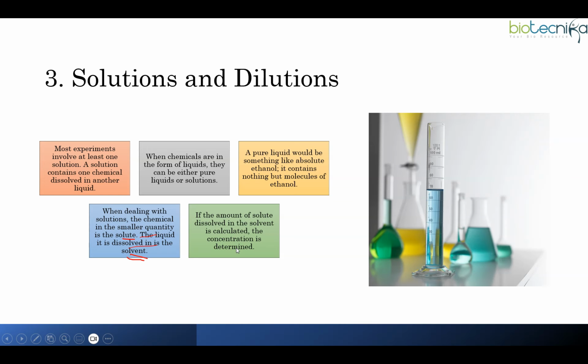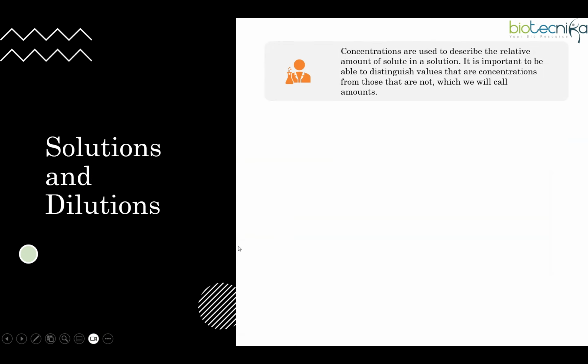All this time I was telling you the molar mass, which means what is the amount, but right now we will be focusing on how to find the concentration. Before going into that, let me tell you what concentration is. Concentration are terms which are used to describe how much solute is present in a solution.